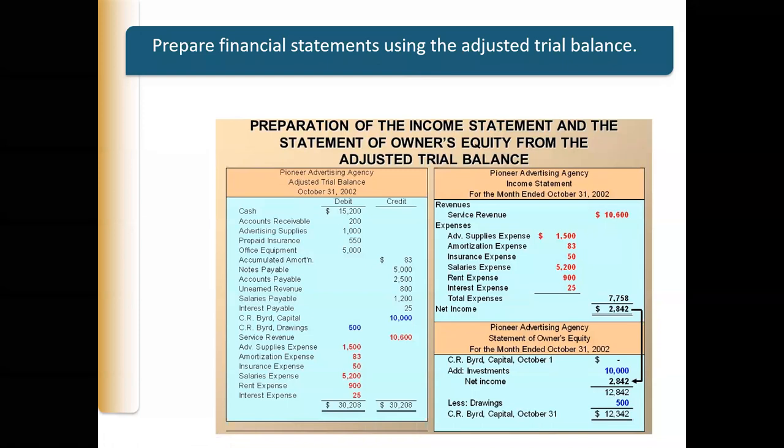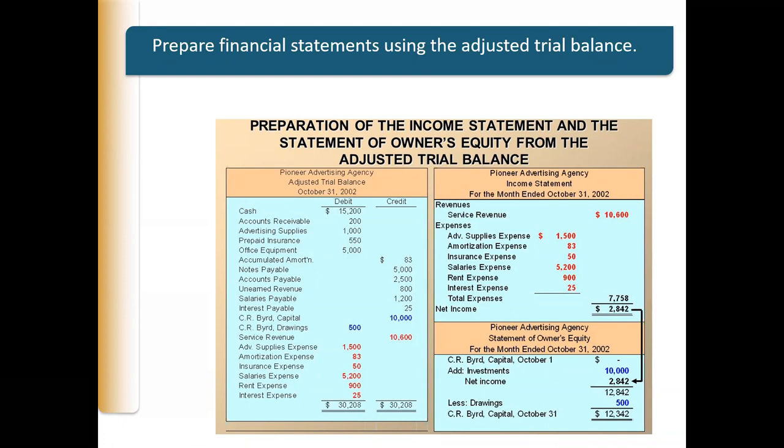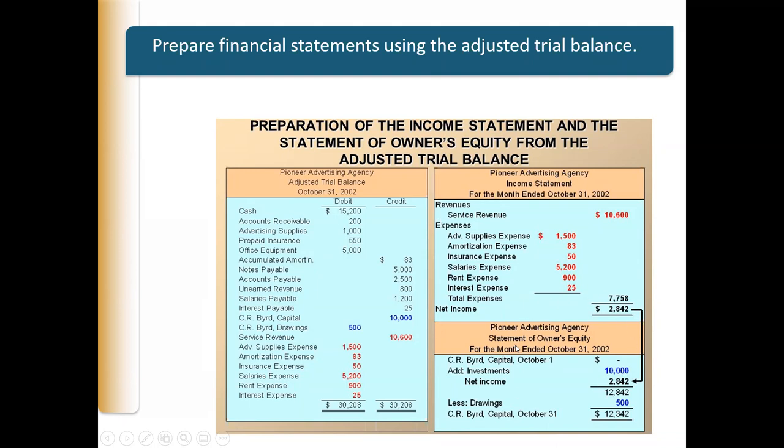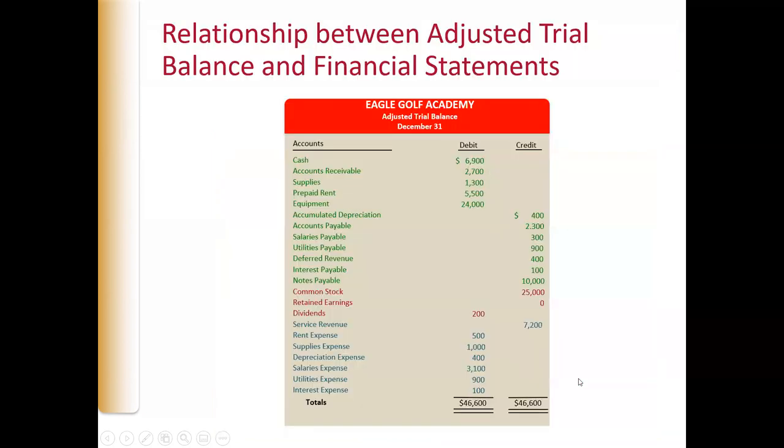So the first statement we will always prepare will be the income statement. Over here on the left-hand side, you will see the adjusted trial balance. The income statement shows our revenues and our expenses. The revenues and the expenses are what we will take from this adjusted trial balance to prepare our income statement. After we prepare our income statement, we will then use information from it to prepare our statement of stockholders' equity, because we need our income statement in order to add into the retained earnings.